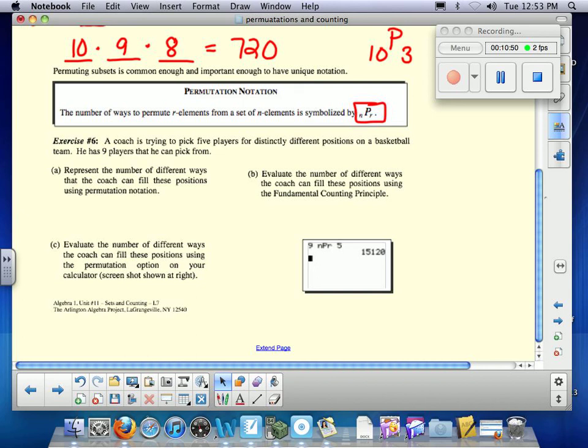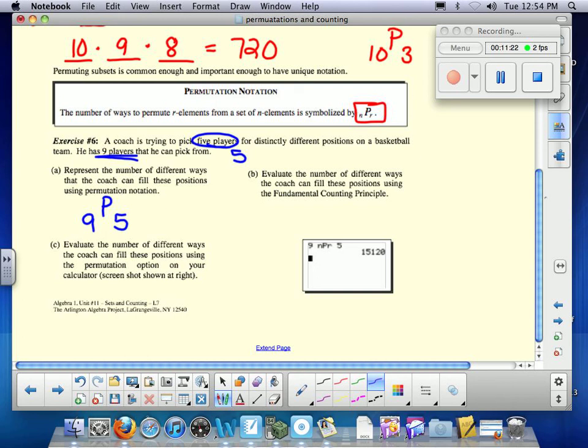So, let's jump into number 6. A coach is trying to pick 5 players for different positions on a basketball team, and he has 9 players that he can pick from. So using our permutation notation, that's what we just did up here. How many people do we have to pick from? 9. And we're picking how many? 5. So 9P5.